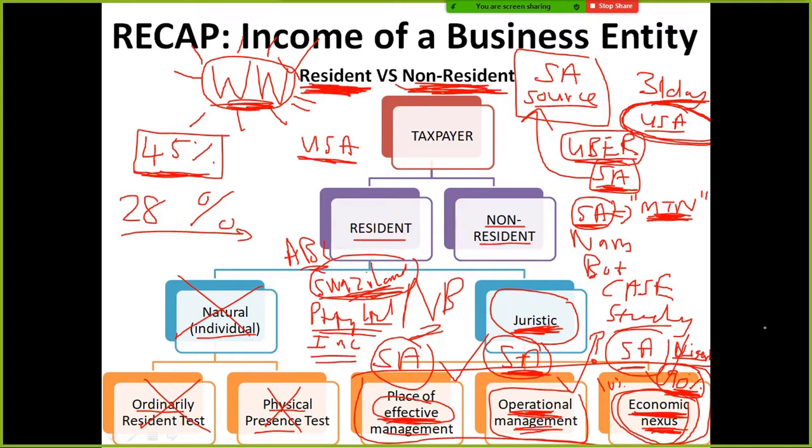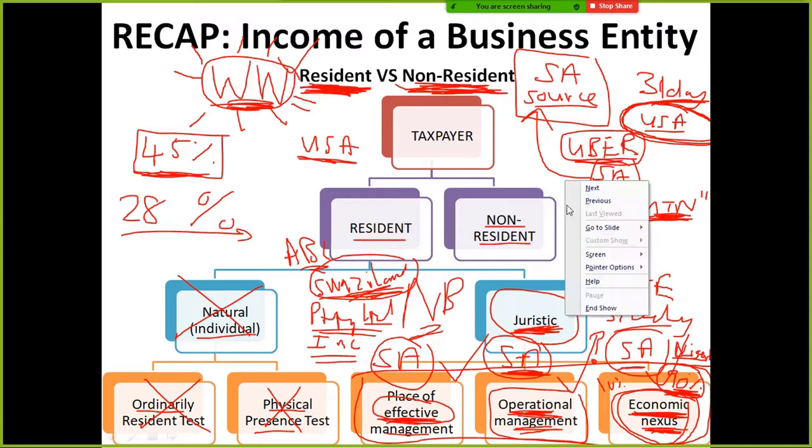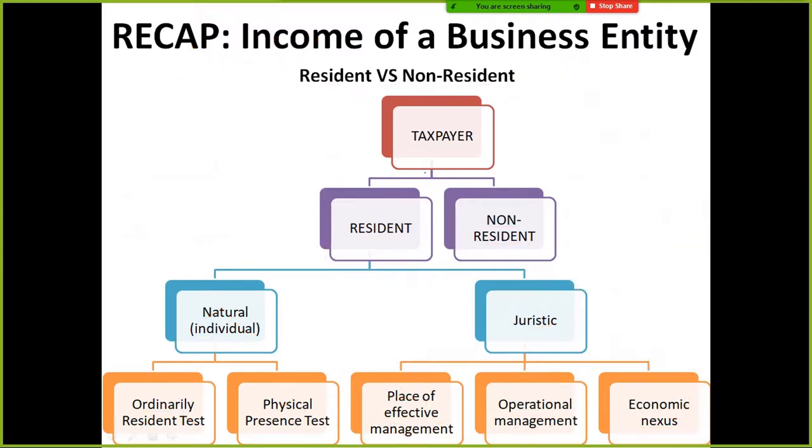So basically economic nexus is just a consideration. Remember, none of this is set in stone. It's stuff that SARS will consider when they tax different taxpayers. All taxpayers have to contribute towards the fiscus. As a taxpayer, you could be a resident or a non-resident, and you could be considered a natural person or a juristic person.